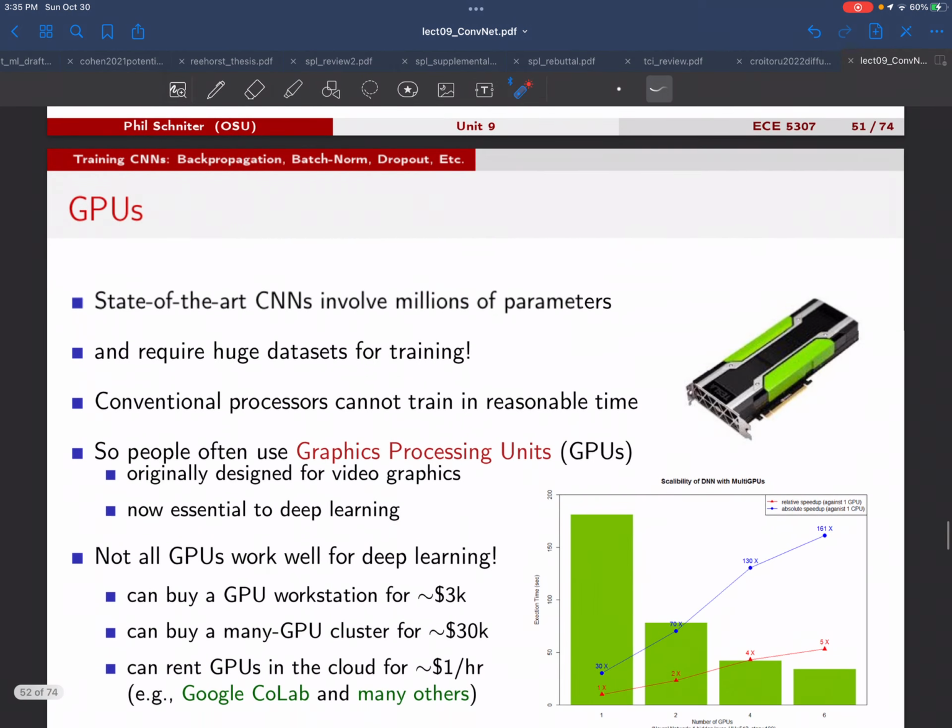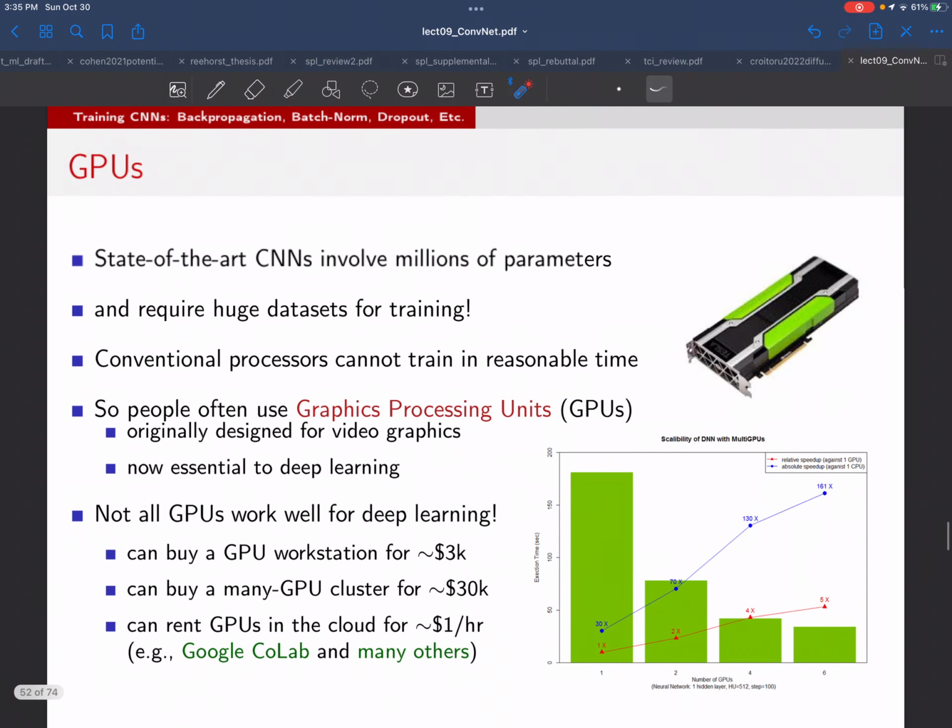All right. So we've been talking a little bit about speeding up computation.